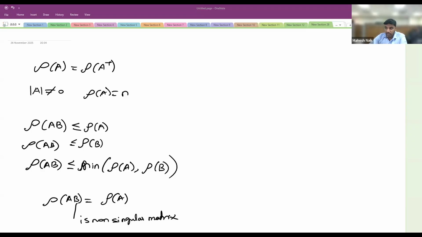Okay, let's take maybe one or two examples of rank, and then we'll continue tomorrow again with the concept of rank. Sir, if we have matrices of higher order like five or six, then finding rank by submatrices will take lots of time. So in that case, we'll go to row echelon form.